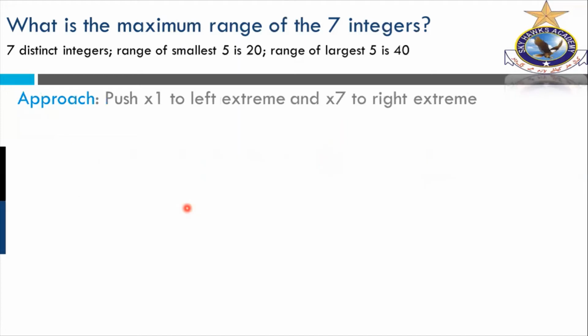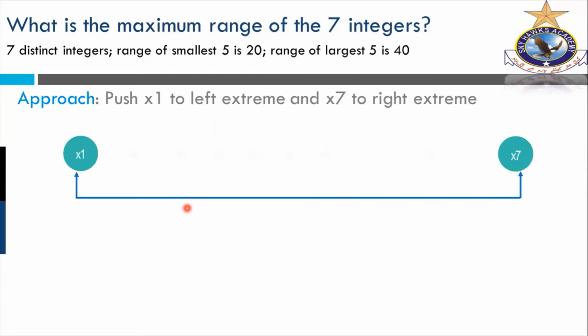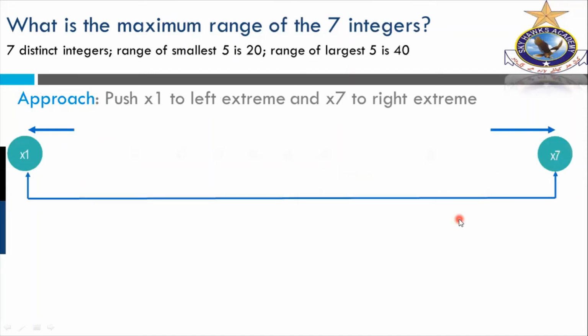Let's see. Push x1 to the left extreme and x7 to the right extreme. Look at this. In between are those 5 integers, so we are just considering the endpoints. This is the least one and this is the highest, or maximum. So minimum and maximum. Then we are just pushing them in their respective directions, going left or right.